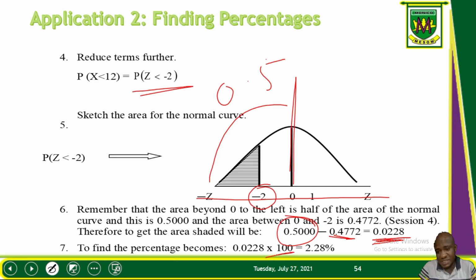So the answer we got here, which is 0.0228 times 100, will be 2.28%. Let's take note of that.